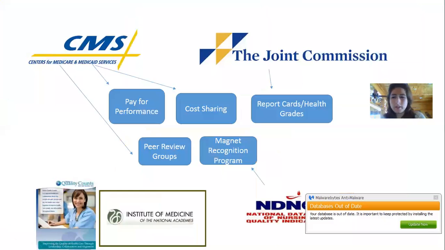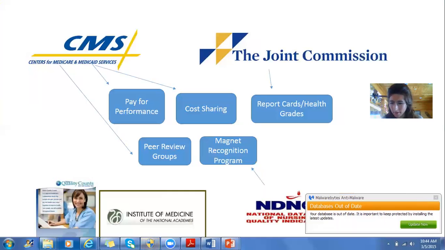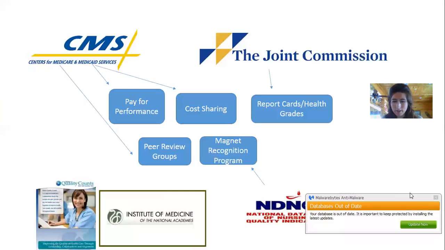Everything is kind of interrelated. Quality affects economics. Economics drives quality. So the big players, again, are the Center for Medicare Services, the IOM, the Joint Commission, and national data, the national data for nursing quality indicators.